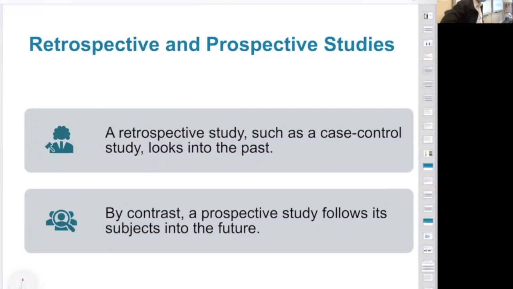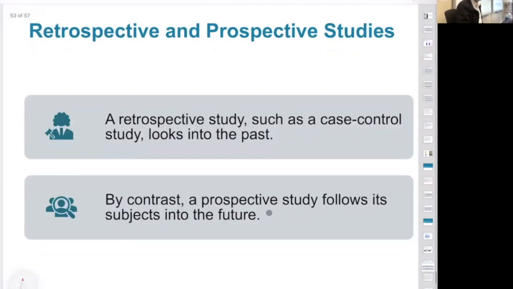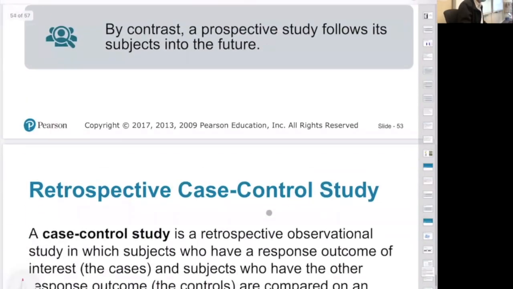Retrospective study. Okay, and sometimes you collect the data into the future. So in this case, you will have a prospective study. Based on the time you collect the data, from the past or into the future, you have of course these two types of studies.